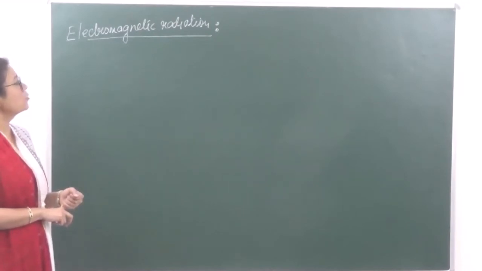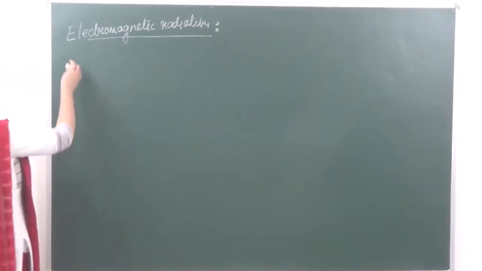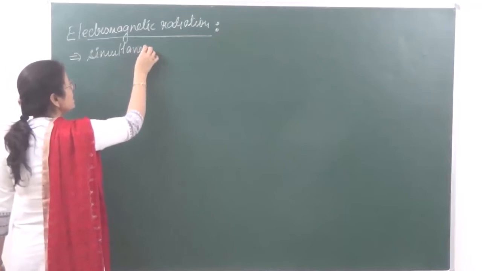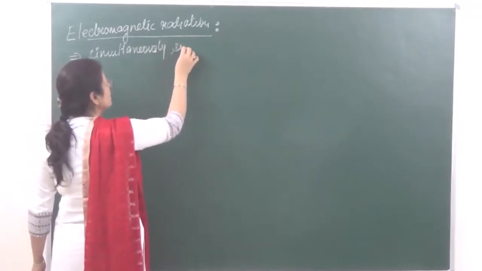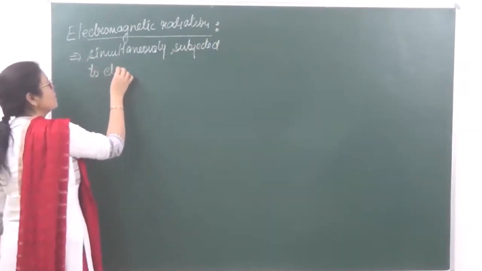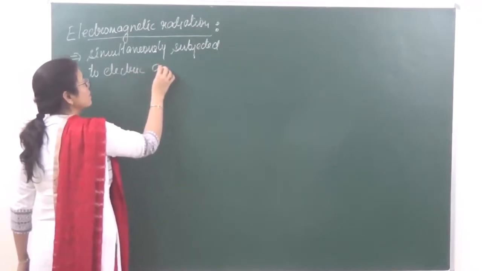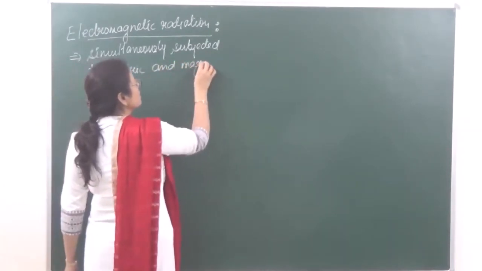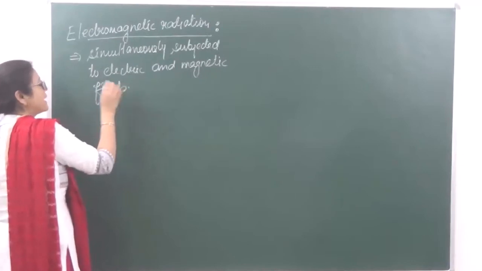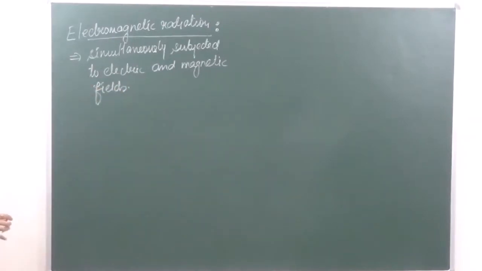What do we understand by electromagnetic radiation? It is the radiation which is simultaneously subjected to electric and magnetic fields, right? So any radiation which is simultaneously subjected to an electric field and kept in a magnetic field, they are known as electromagnetic radiations.